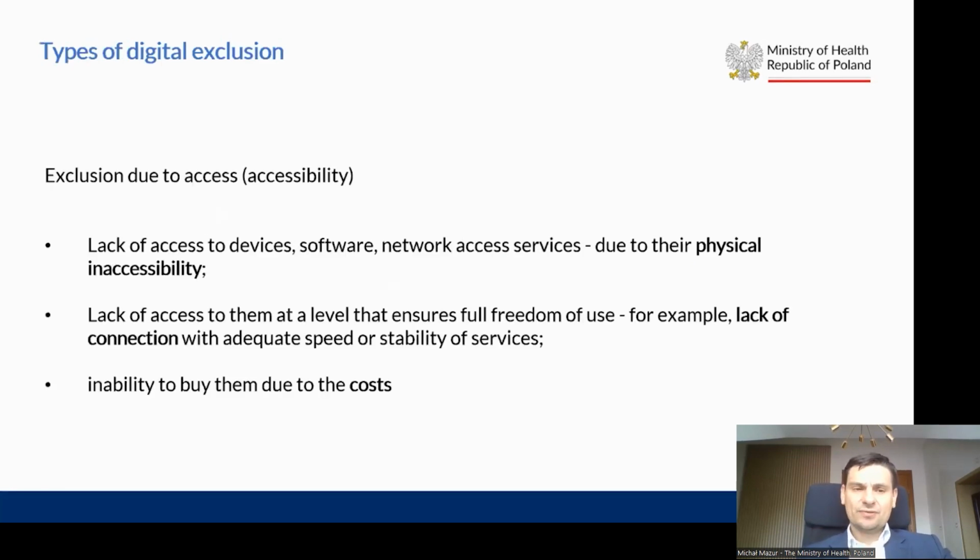And what are the types of digital exclusion? The first is exclusion due to access. It's lack of access to devices, software, network, access to services due to their physical inaccessibility and lack of access to them at a level that ensures freedom of use. For example, lack of connection with adequate speed or stability of services, and inability to buy them due to the costs.